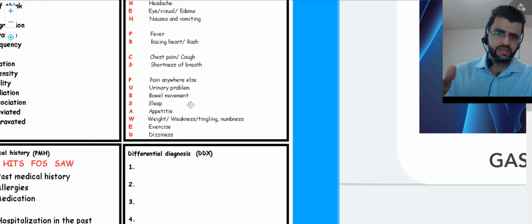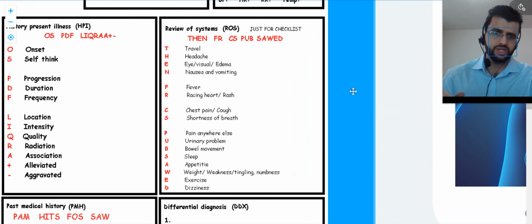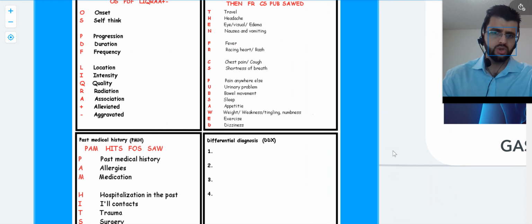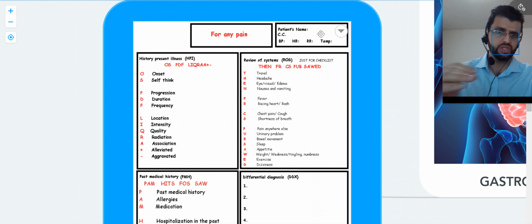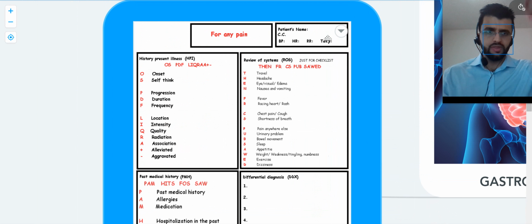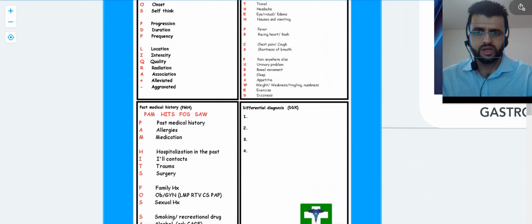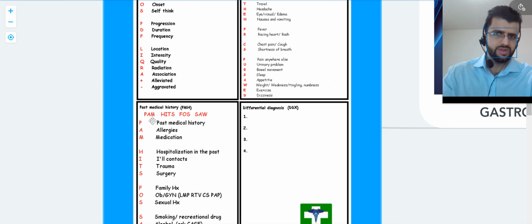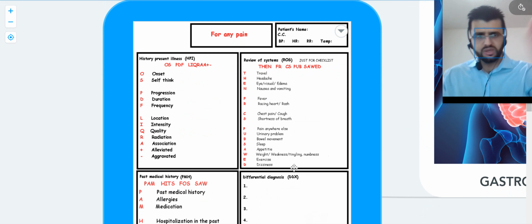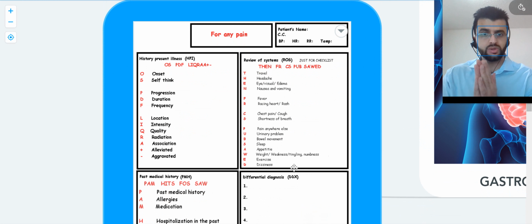Now we put the differential, boom, boom, boom. I recommend doing this first. The moment you see the chief complaint in an exam or whatever, you put the blood pressure, heart rate, respiratory rate, temperature, chief complaint, patient name, boom, you get that. Then you split the paper in 4 quadrants. You write your mnemonic real quick: PDF LICRA, PAM HITS FOSSA, then THE FRCS PUBSAWED. You have to know it like your name.